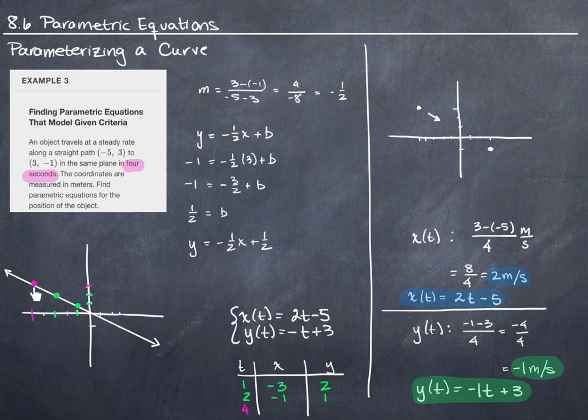So I know what happened at t equals 0. I didn't record it, but when t equals 0, I get 0 minus 5, which is negative 5, and 0 plus 3, which is 3. So negative 5, 3 is here.